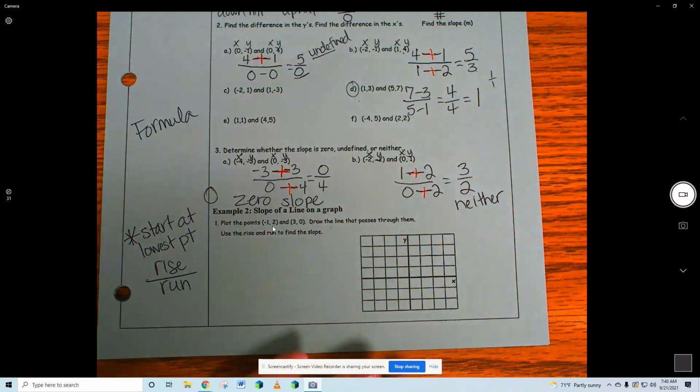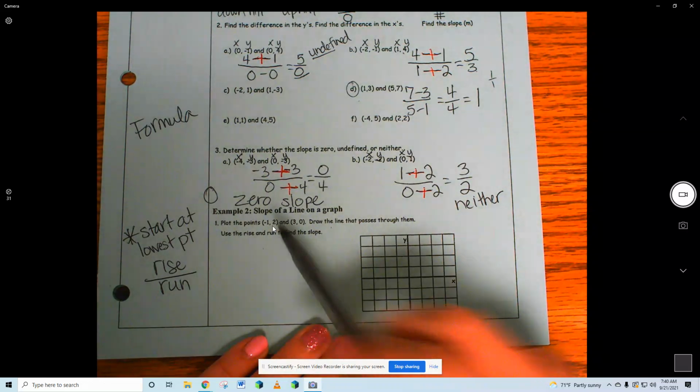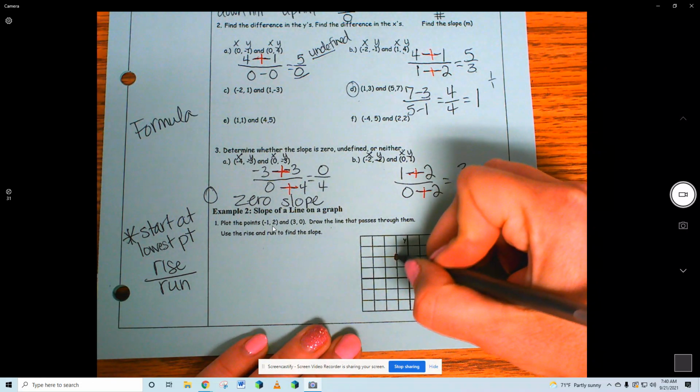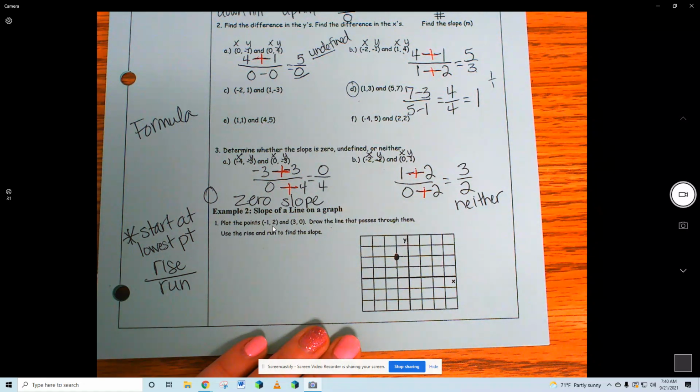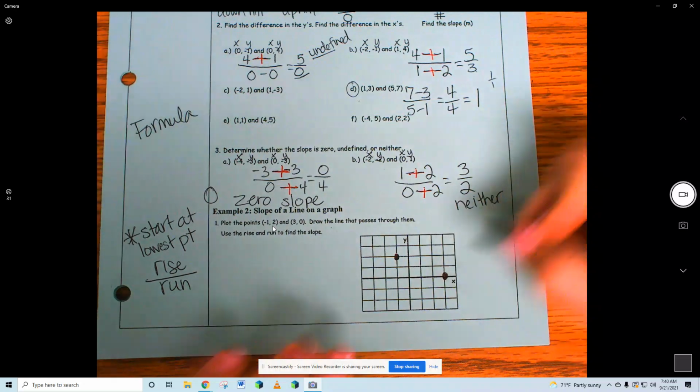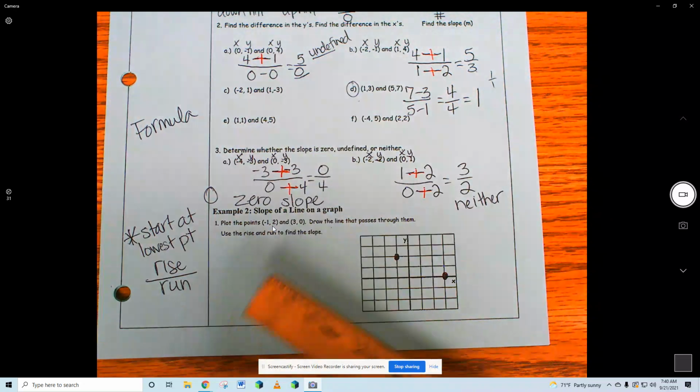Let's plot them. Negative 1, comma 2. 1 to the left, 2 up. And then 3, comma 0. Connect the dots.